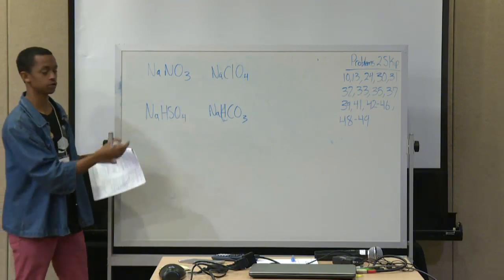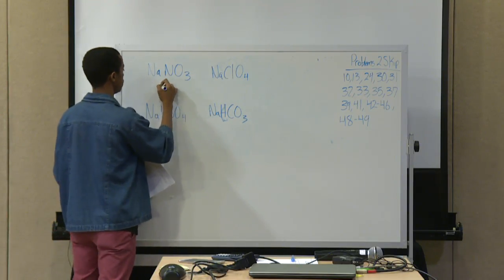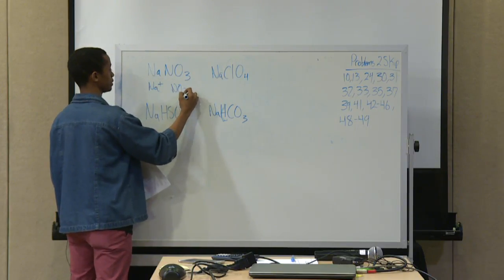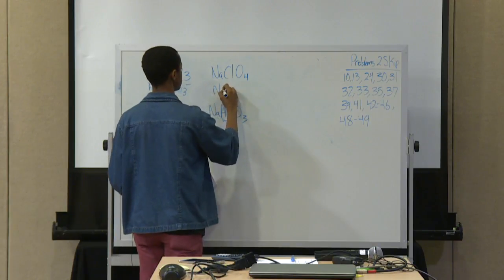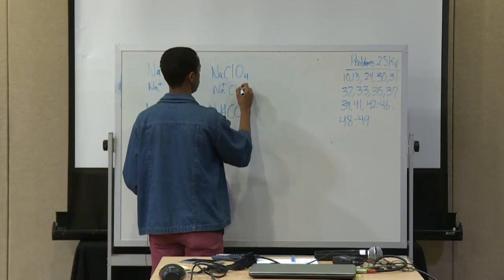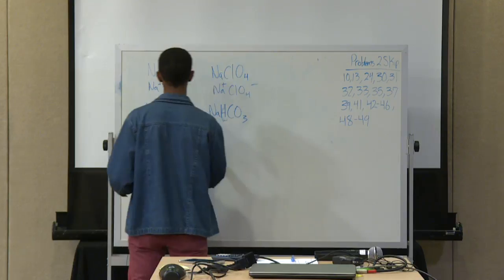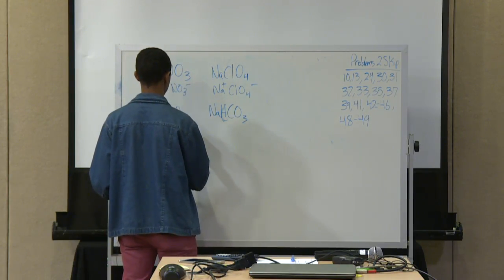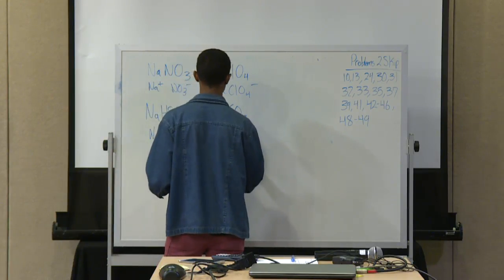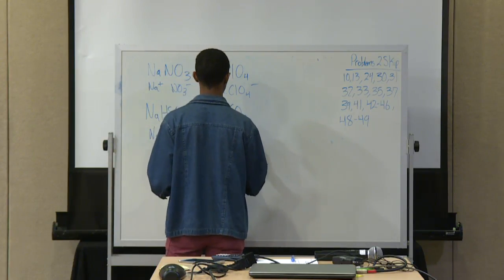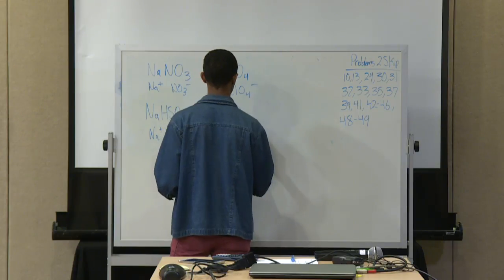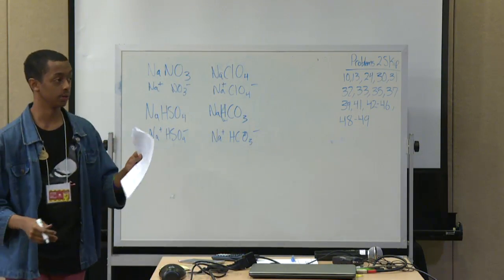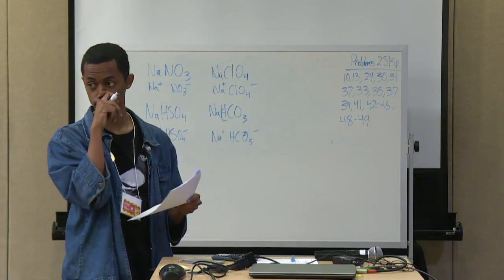Yeah, cool. All right, so just break everything up into what it dissociates into. This dissociates into Na plus and NO3 minus. This breaks into Na plus and ClO4 minus. This breaks into Na plus and HSO4 minus. And this breaks up into Na plus and HCO3 minus. Cool? Does sodium change the pH of any solution?